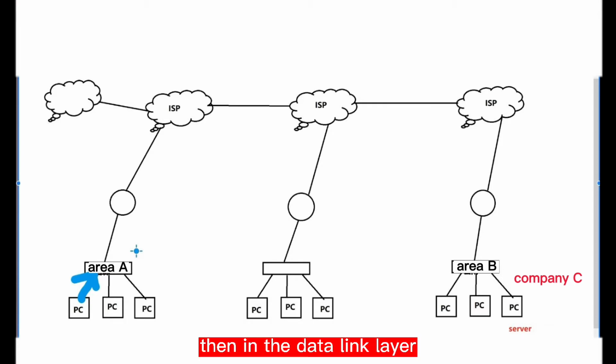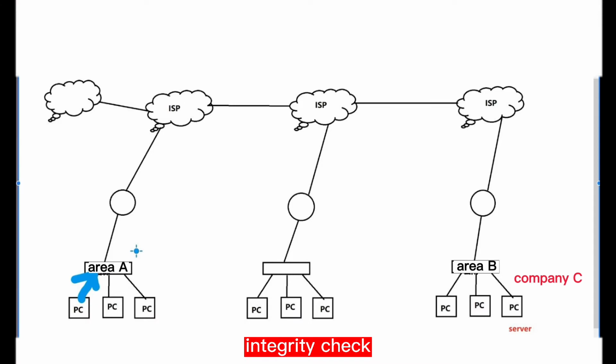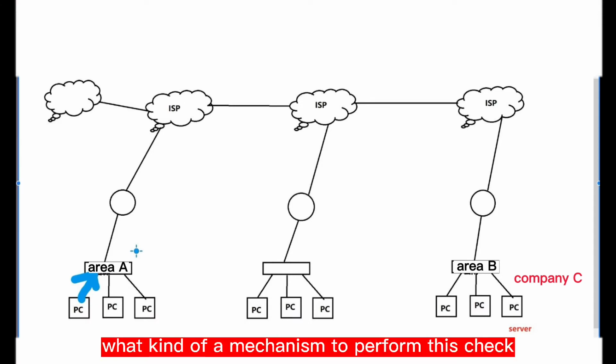Then in the data link layer, we will have a function called error detection. That is, before the data is sent, we will run an integrity check on it. We will mention today what kind of mechanism is used to perform this check.